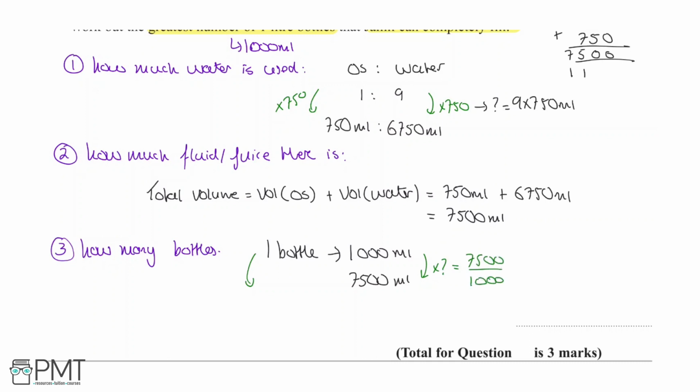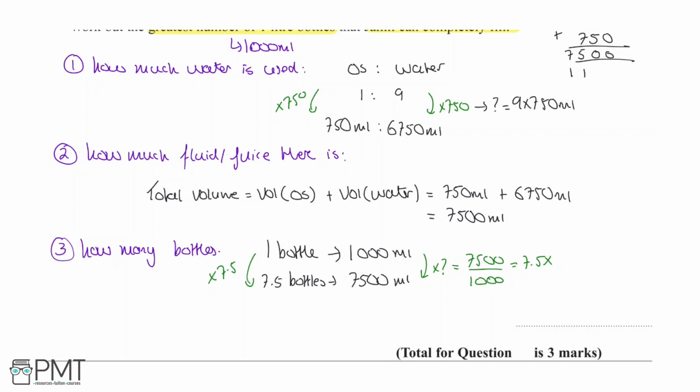Because we're dividing by a multiple of 10, all we need to do is move the decimal place the number of zeros of our denominator. So this is going to be 1, 2, 3 for each of the 3 zeros, and this is going to become 7.5. So we times the left hand side by 7.5, so we will end up with 7.5 bottles.